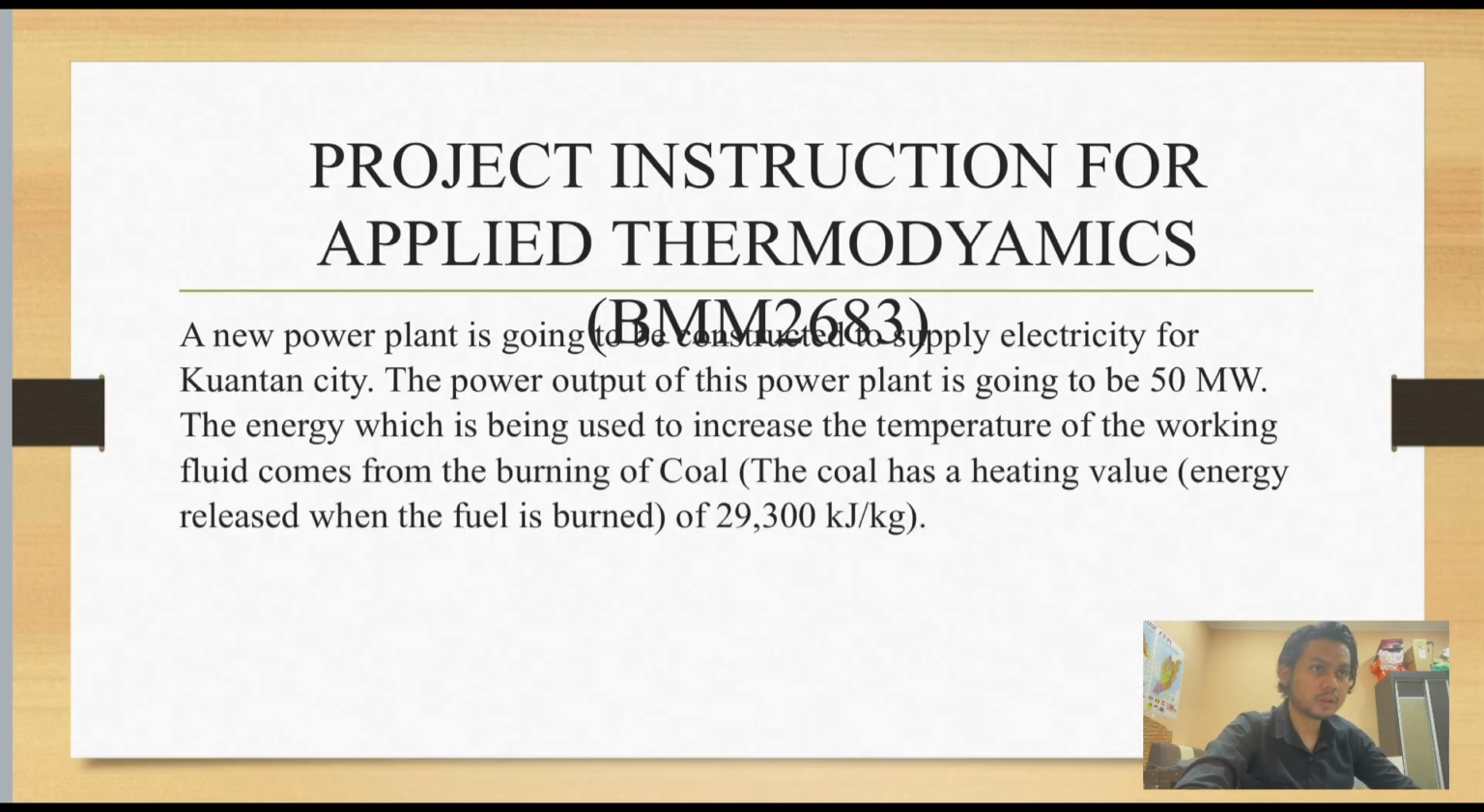Dr. Farzad's project is about a new power plant that is going to be constructed to supply electricity for Kuantan. The power output of this power plant is going to be 50 megawatt. The energy used to increase the temperature of the working fluid comes from the burning of coal. The coal has a heating value, the energy released when the fuel is burned, of 39,300 kilojoule.